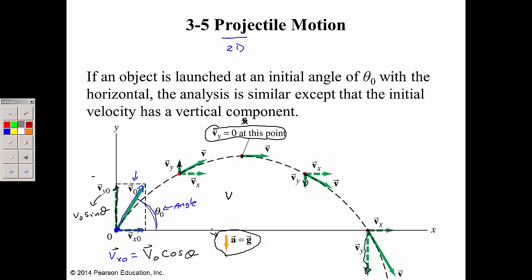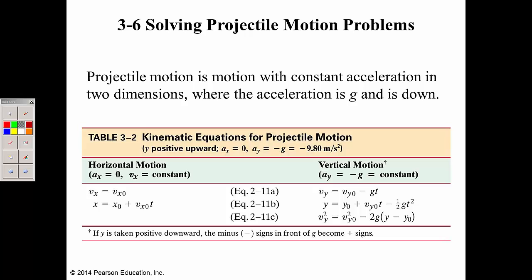Now, in the x direction, there is nothing to accelerate the ball, so much like on the last slide, the x component of the velocity is unchanged. And again, we can write our total velocity as the sum of the x and y components. So in order to solve projectile motion problems, again, we split this up into two components: the x component and the y component.